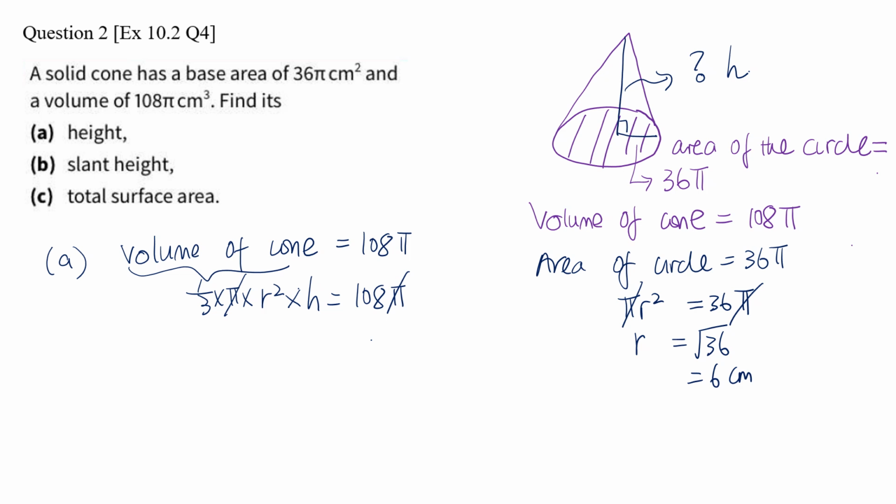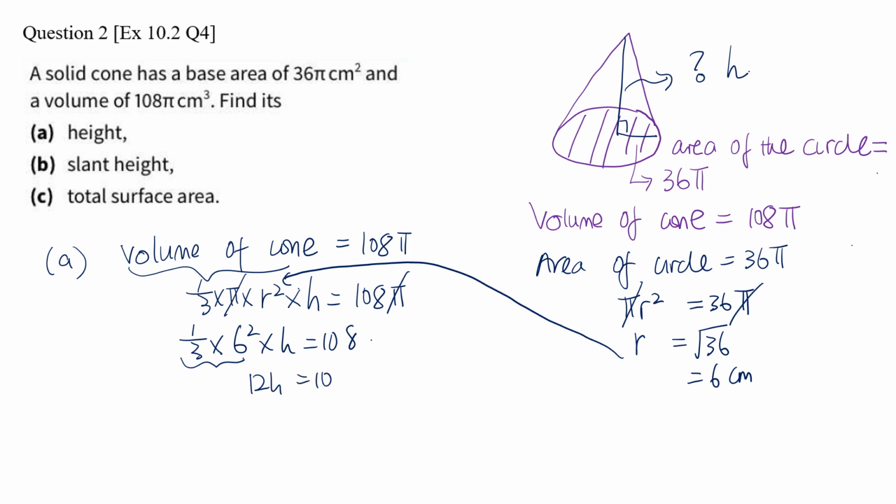So with this radius, I can plug inside here. That will be 1/3 times 6 squared times h equals 108. You can use a calculator to work that out, which gives you 12. So 12h is equal to 108. You divide by 12 on both sides. So 108 divided by 12 gives you 9. So your height is 9 centimeters.